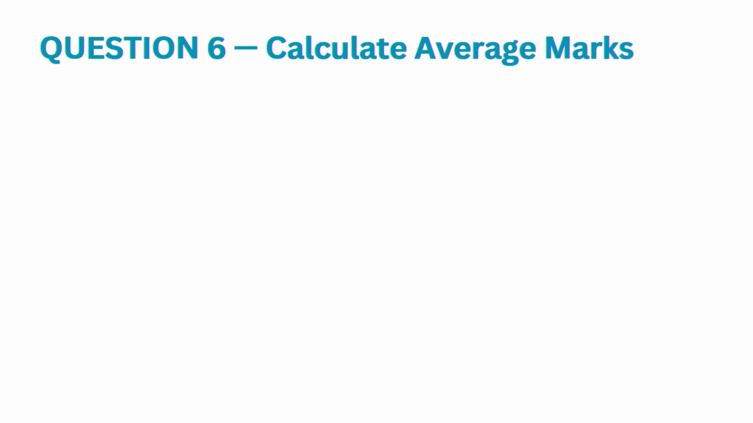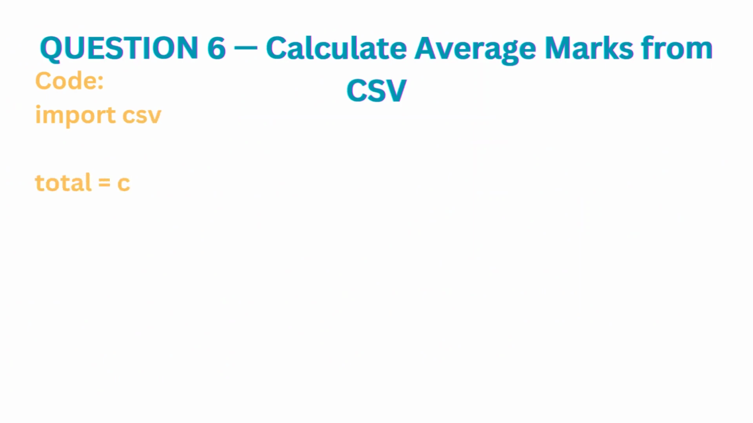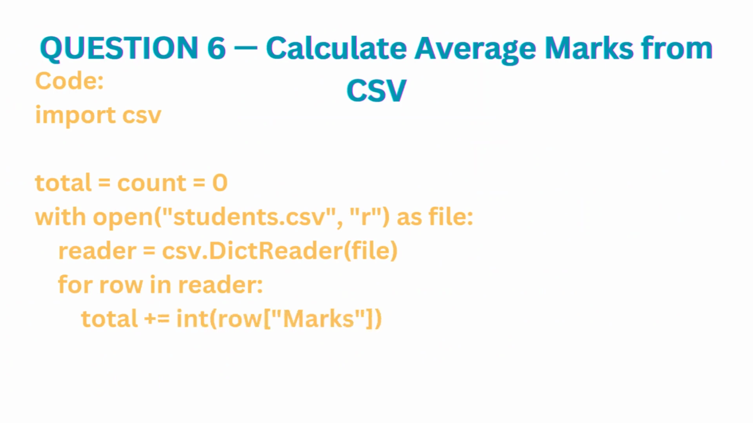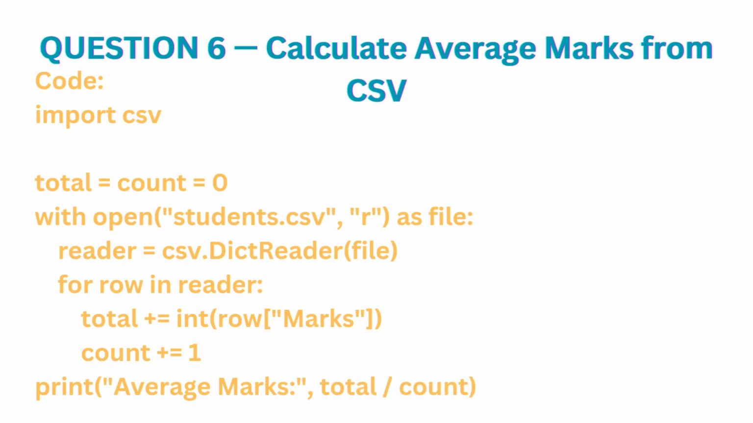And the next question is calculate average marks from CSV. For calculating the average marks from the CSV file, we compute the average using CSV data, which is essential for reports and analysis. So that should be import csv, total equal to 0, count equal to 0, and with open student.csv as r file, and reader equal to csv.DictReader(file). For row in reader, total should be total plus int(row['marks']), and count should be count plus 1. That should print the average marks, that is total divided by count.